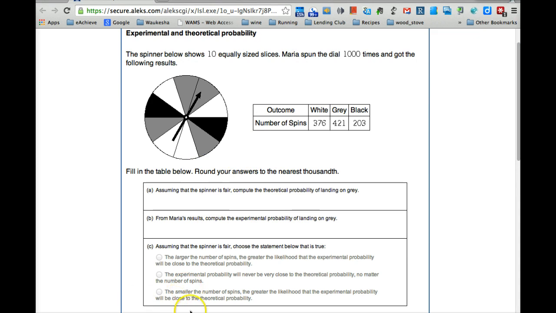And that shows here, because we have 40% here and 42% here. That's pretty close to being accurate. The theory is very close to the experiment. If you only did it, let's say, 2 times, you may not land on any gray. You may land on white and black, and this would be 0, and this would be 40% still. And that wouldn't be accurate. So the more times you experiment with something, the more the pattern will evolve out of that, and you'll see the accuracy.